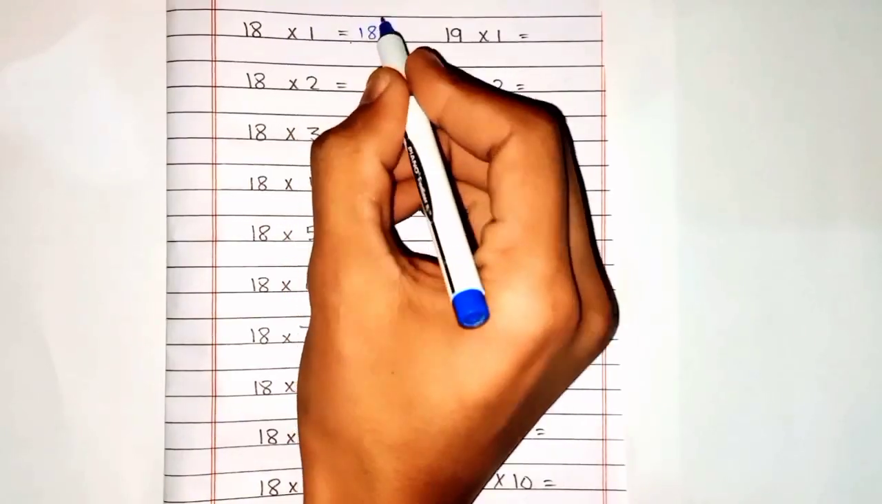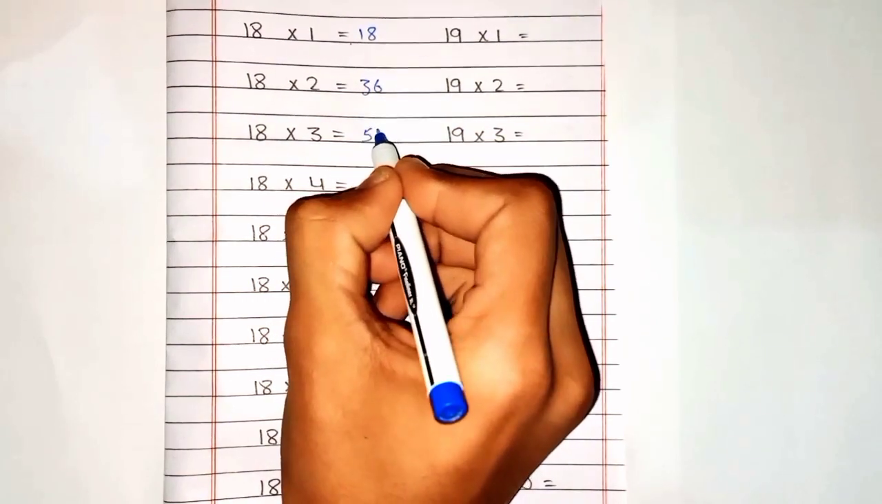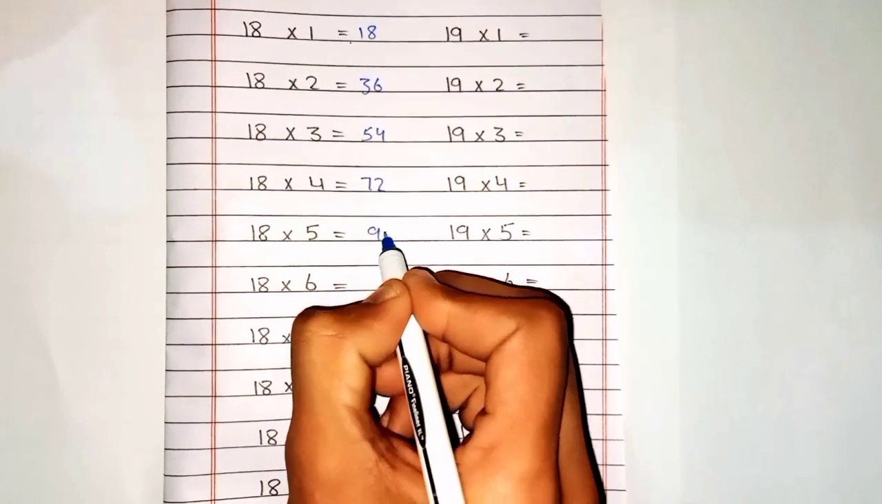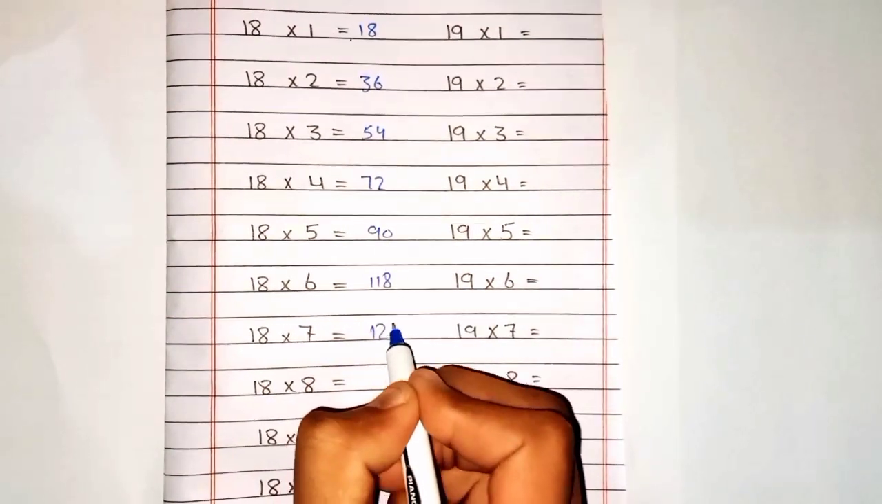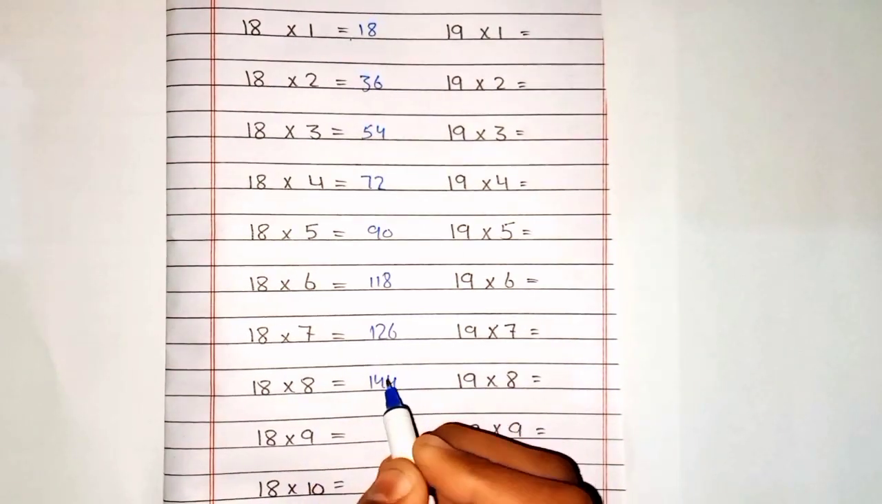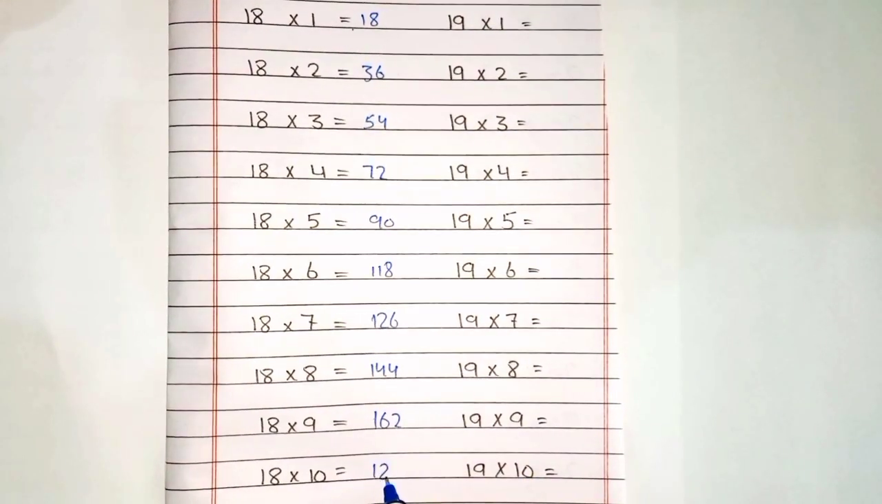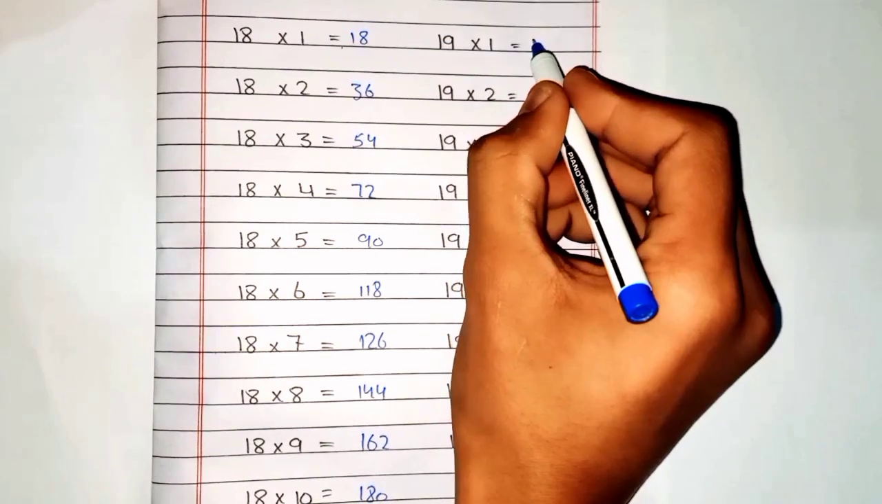Let's now do the tables of 18 and 19. 18 ones are 18, 18 twos are 36, 18 threes are 54, 18 fours are 72, 18 fives are 90, 18 sixes are 108, 18 sevens are 126, 18 eights are 144, 18 nines are 162, 18 tens are 180.